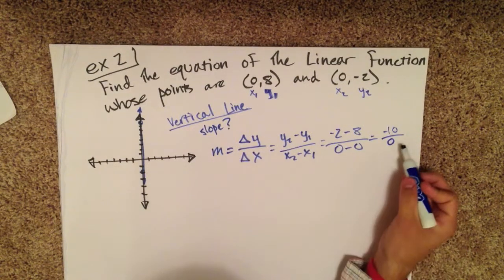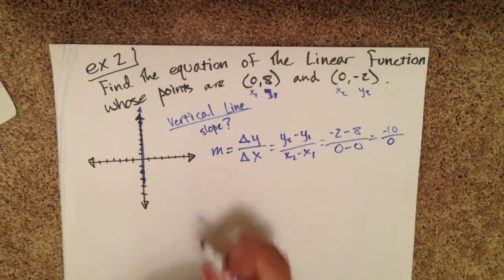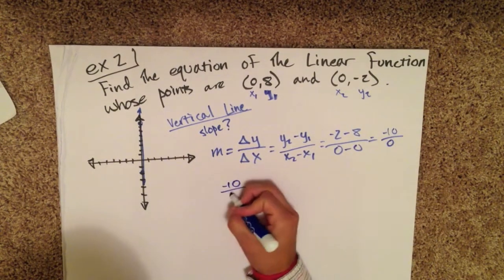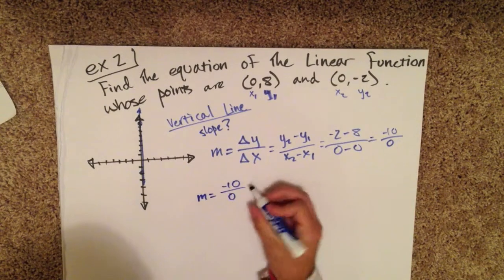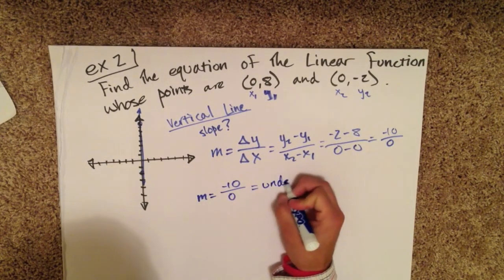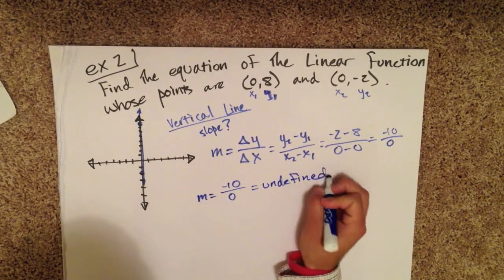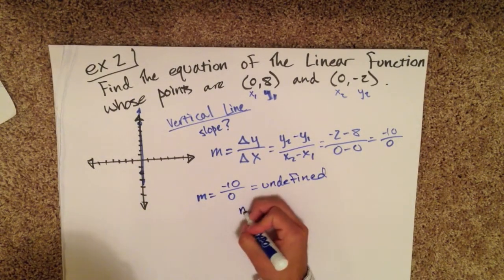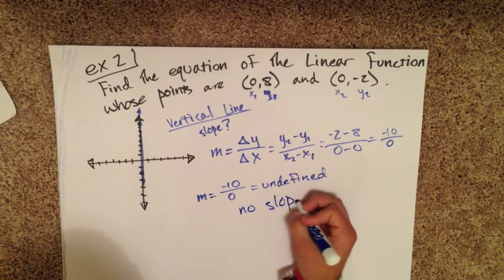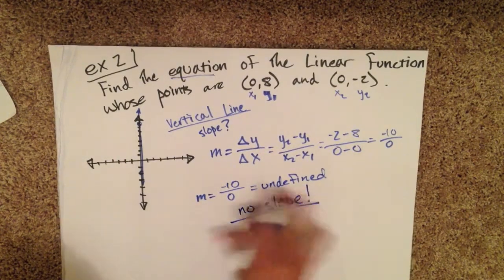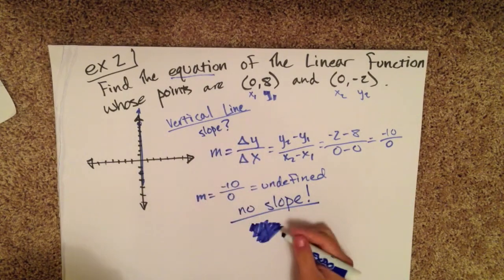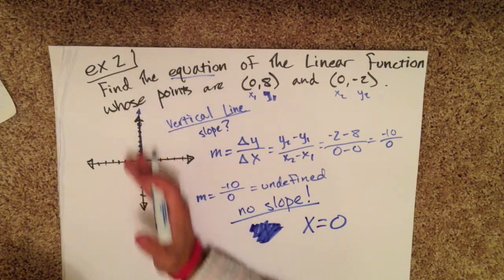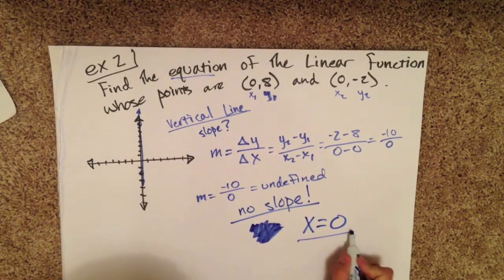As you should know, we cannot divide by 0. You cannot have a 0 in the denominator. Therefore, our slope is undefined. We cannot define this slope because there is a 0 in the denominator. Therefore, we say there is no slope. Since there is no slope, the equation for this line would just be x equals 0, because this function is just a line when x equals 0.